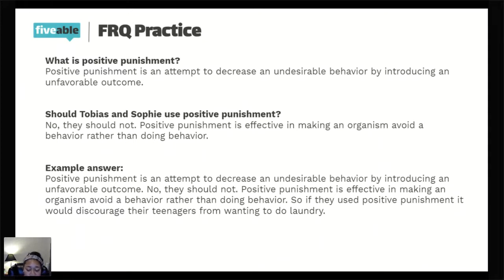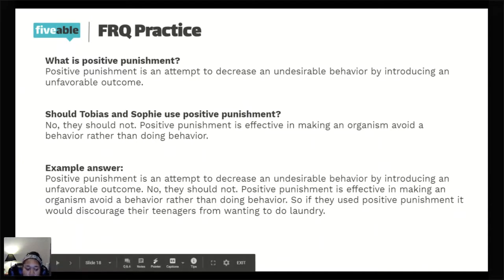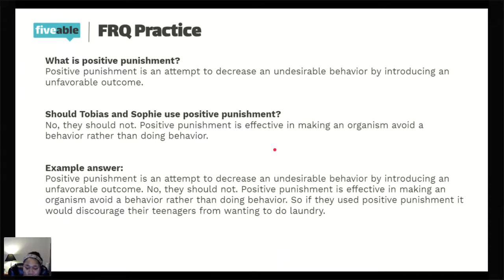Positive punishment is effective in making an organism avoid a behavior rather than doing a behavior. So if they use positive punishment, it would just discourage their teenagers from wanting to do the laundry. So if you answer the question in that way on the AP exam using IDA, that would be full credit. So congratulations. We did it again.